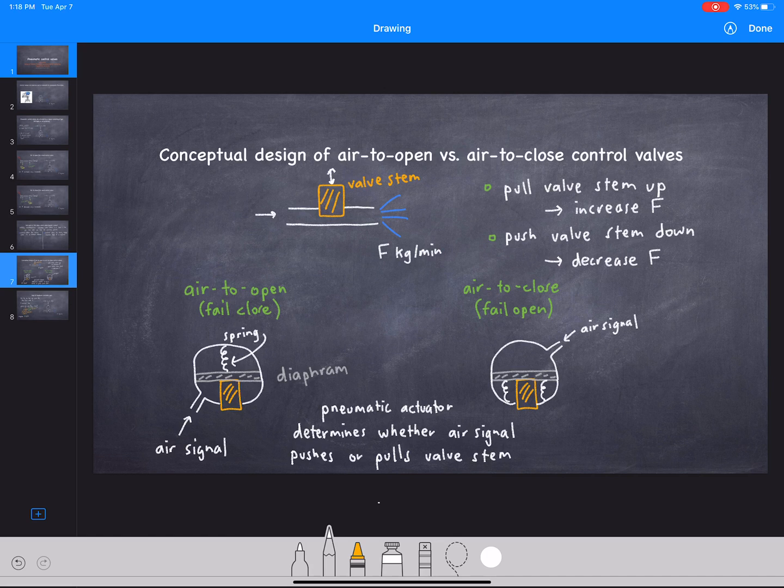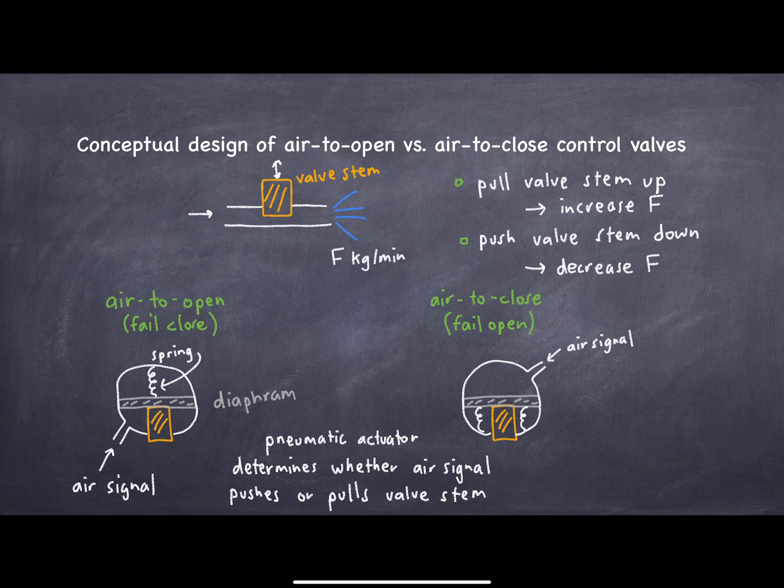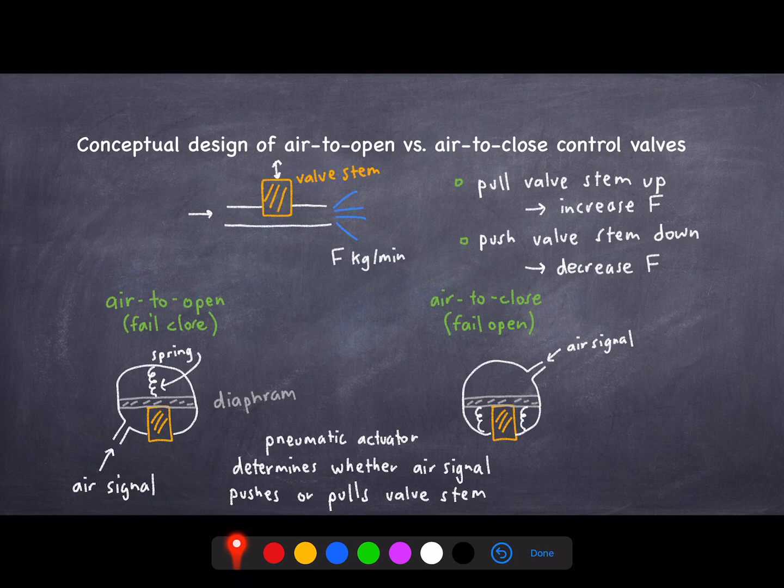So now let's go into a bit more detail about how one of these valves might work. So how fundamentally can we arrange a valve to be air to open versus air to close? So one way that some valves work, you have a valve stem, right? And remember, it can be pushed up or pushed down. And the more you push it down, the more this flow coming through this pipe will be restricted. The more you pull it up, the less that flow will be restricted and F will increase, right? So if you pull the valve stem up, F increases, push the valve stem down, you decrease F.